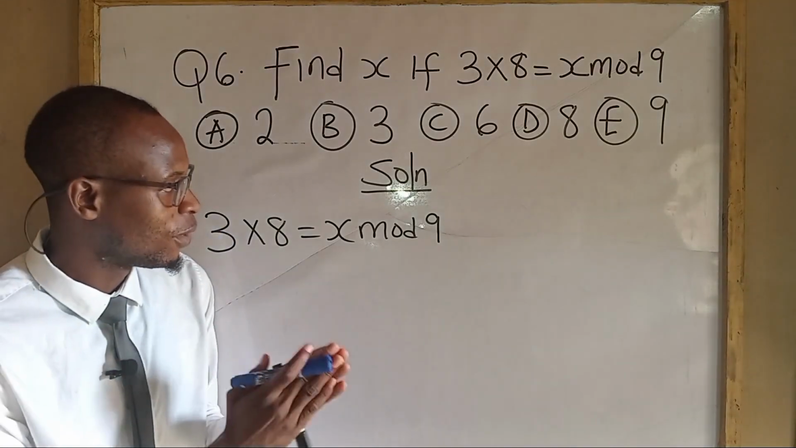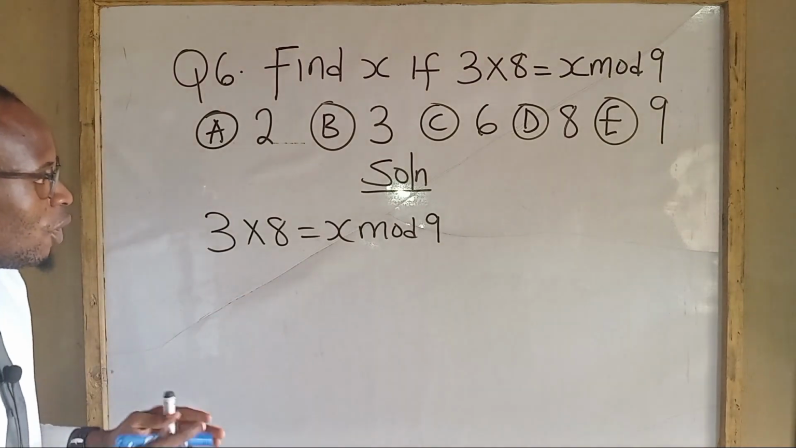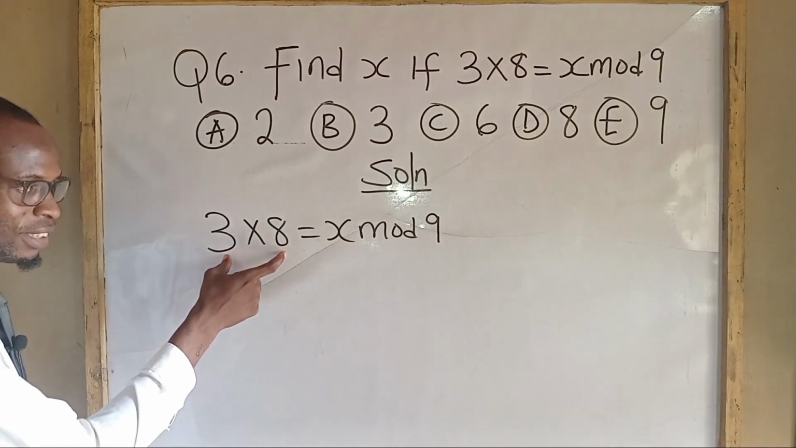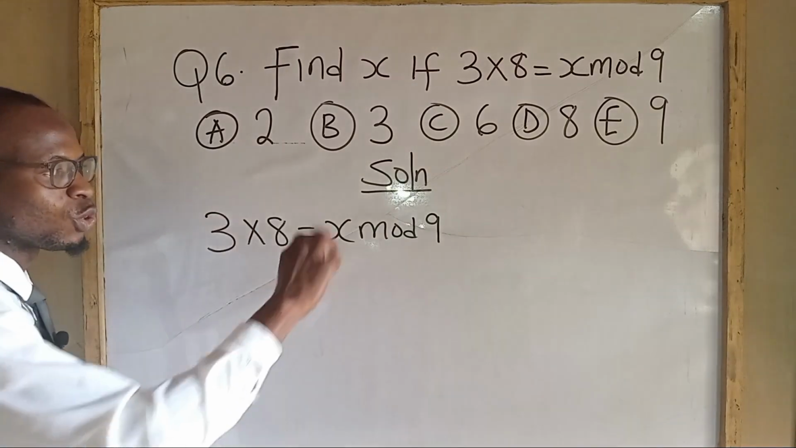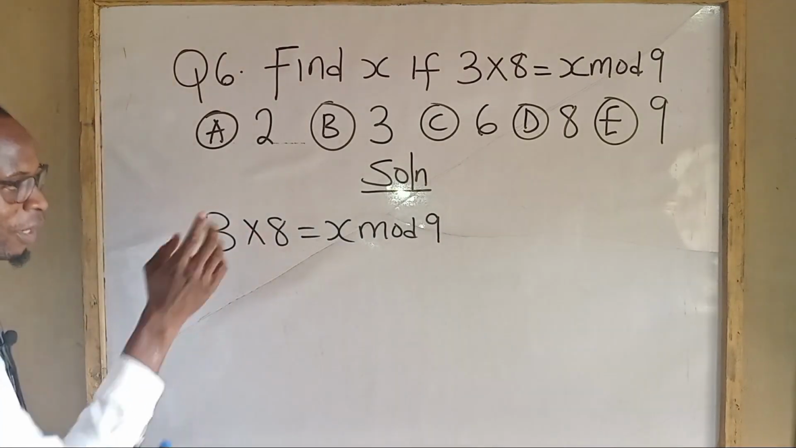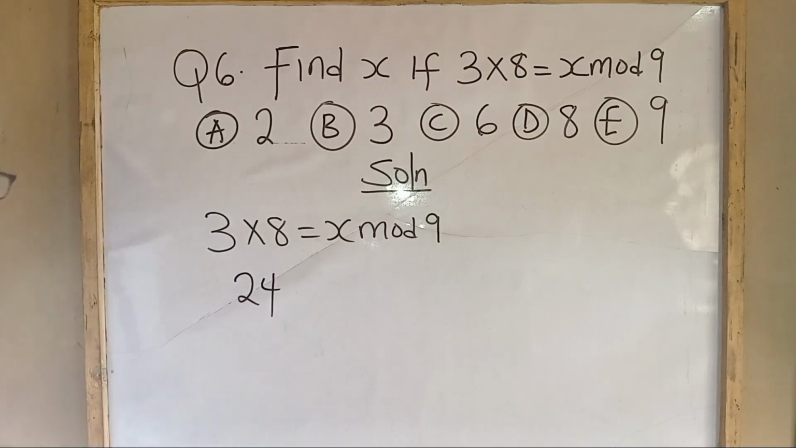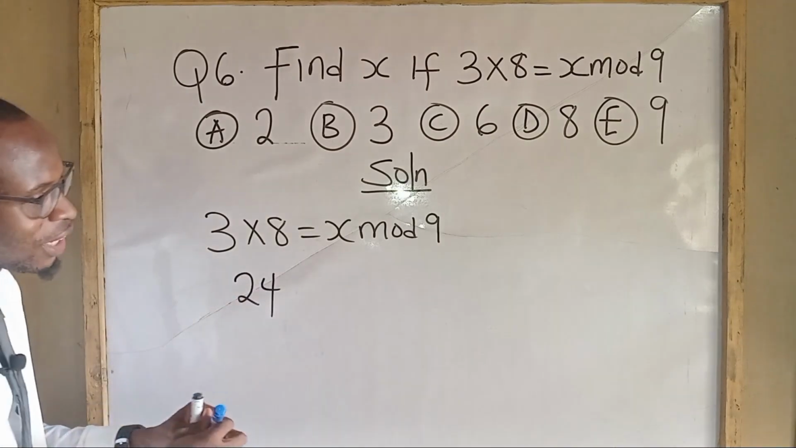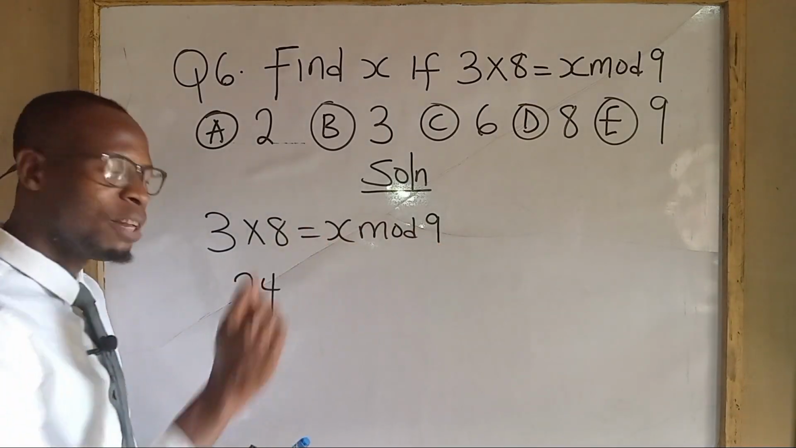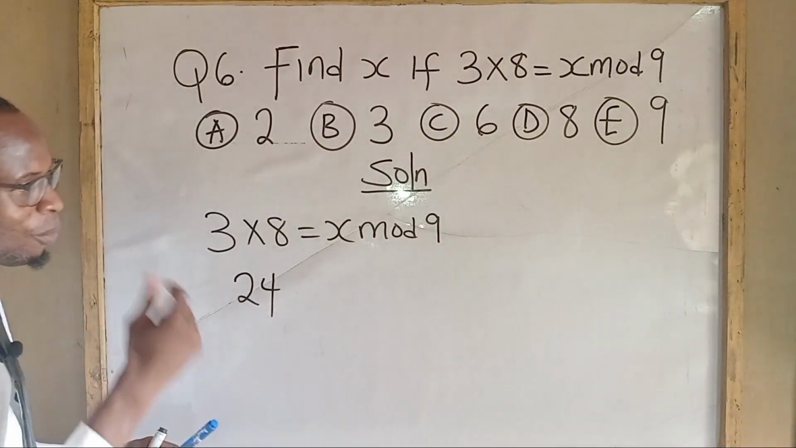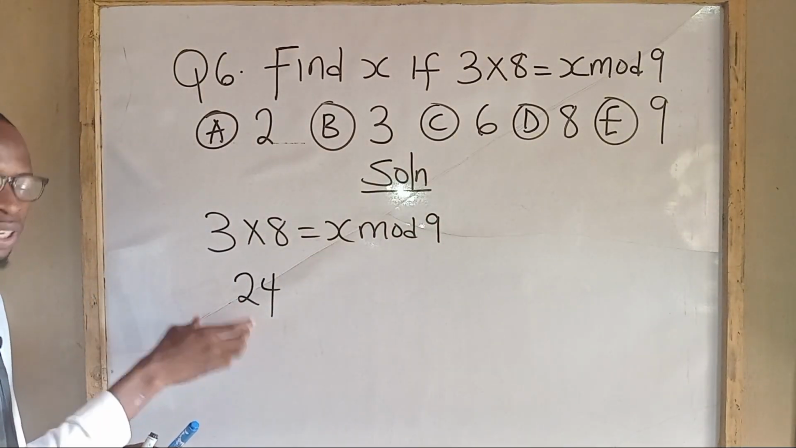And how do we solve problems like this? Very simple. What this illustrates is that when you multiply 3 by 8, the result must be equal to x mod 9. So let's multiply 3 by 8 and see what we have. Of course, we have 24, right? But 24 is not an element of 9. The elements of 9 are from 0 to 8. So how do we get the number that will be equivalent to that 24?